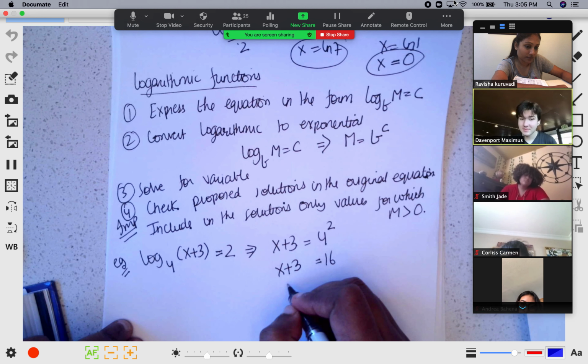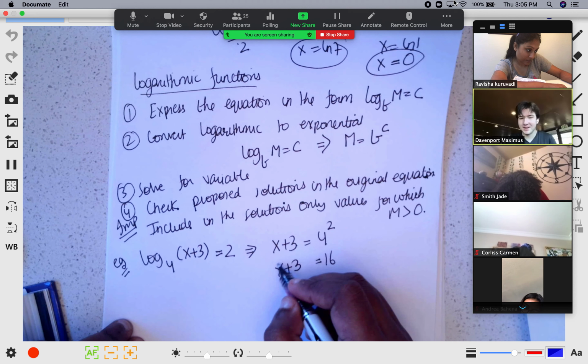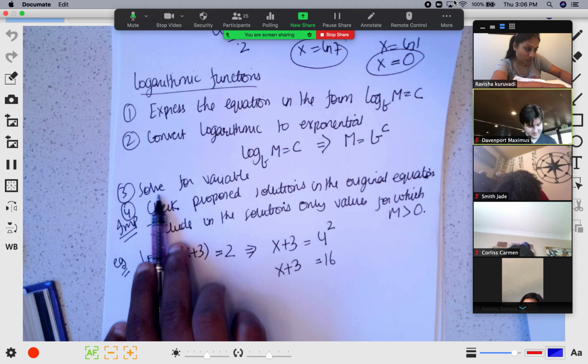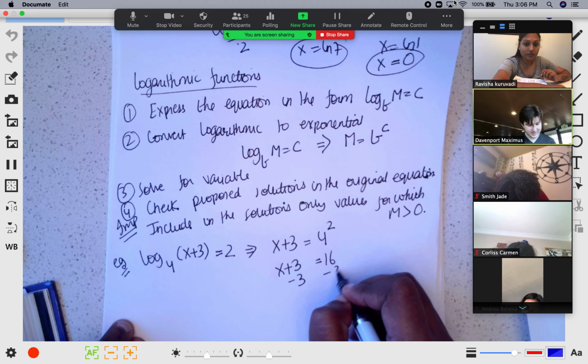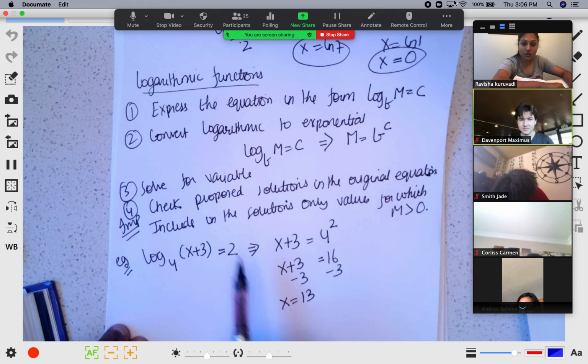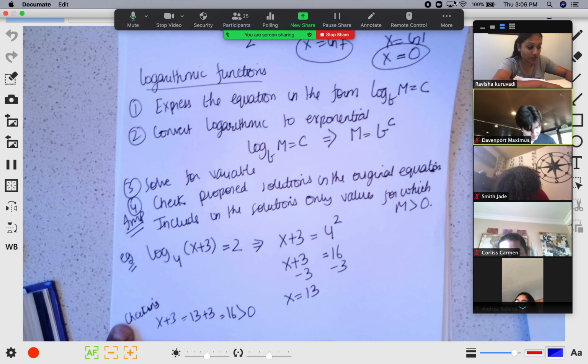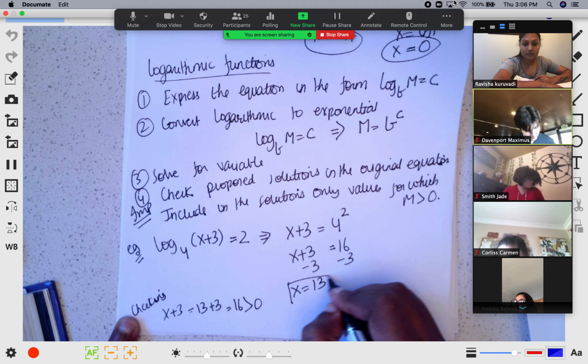How do I get x? Solve for x. Subtract 3 from both sides. You get x is equal to 13. Yes, but you're not done. You have to check here. x plus 3 is 16, which is positive. That means this is my answer.